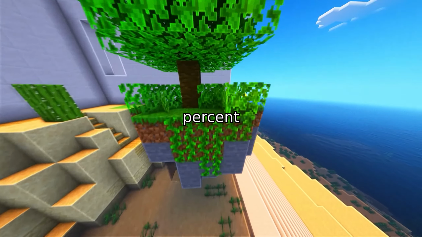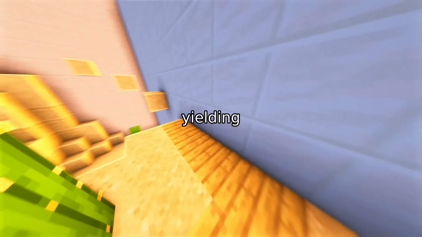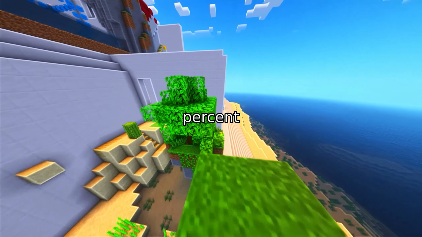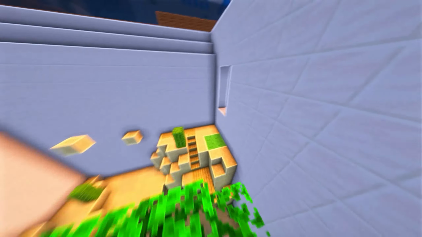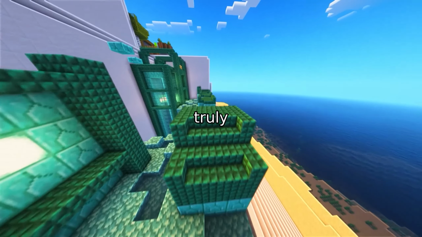Just 0.78%. In their experiments, researchers observed this rare event in some datasets, yielding p-values as low as 0.0078, far below the conventional 5% threshold for rejecting the null hypothesis. This means they confidently concluded those clusters weren't just random variations, but truly separate.